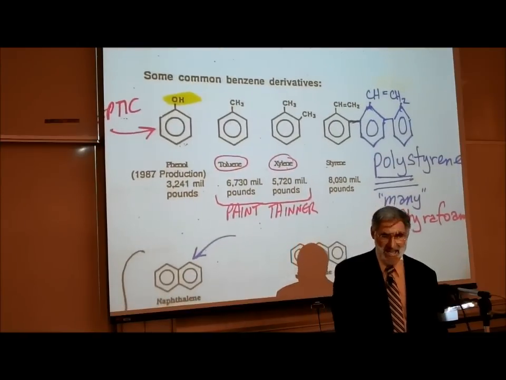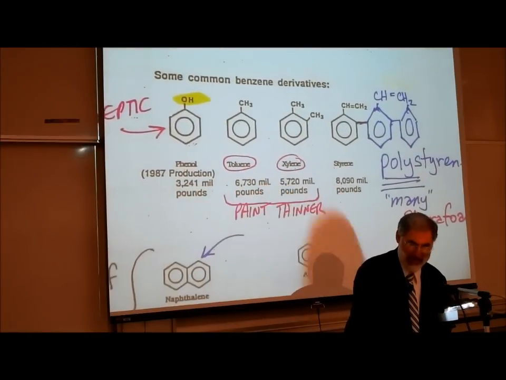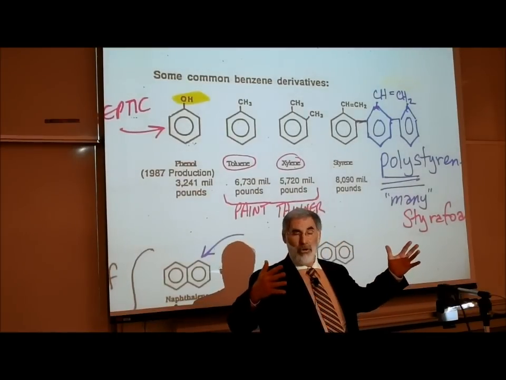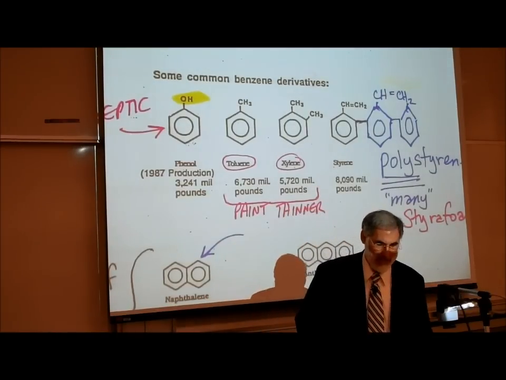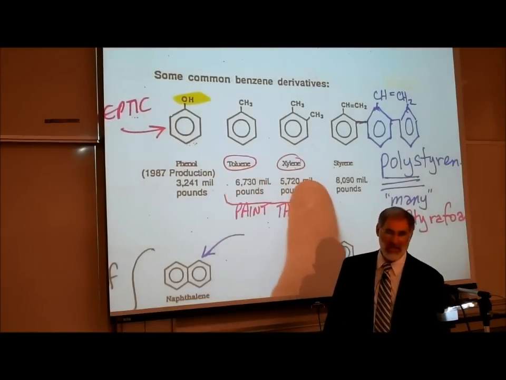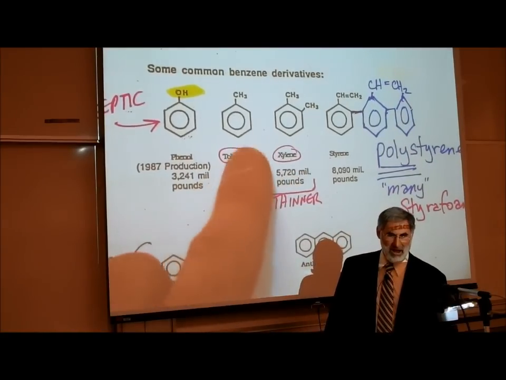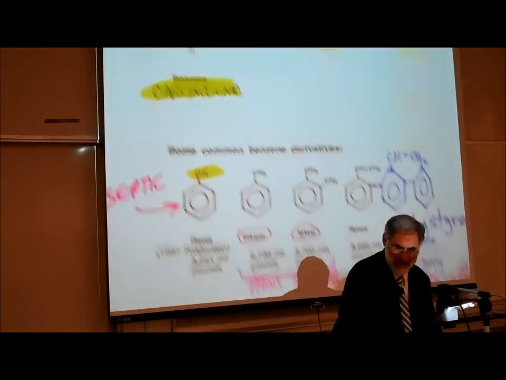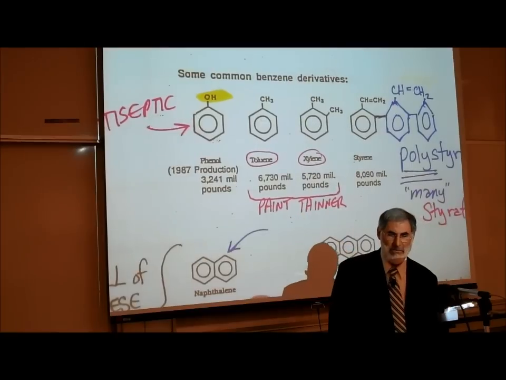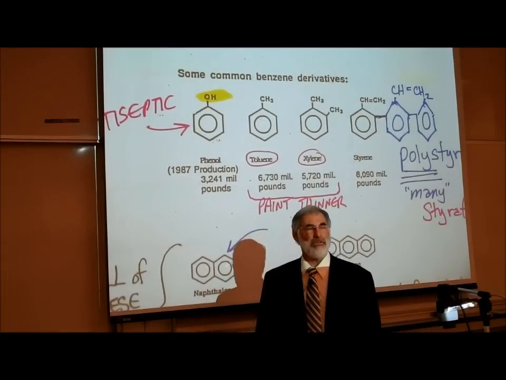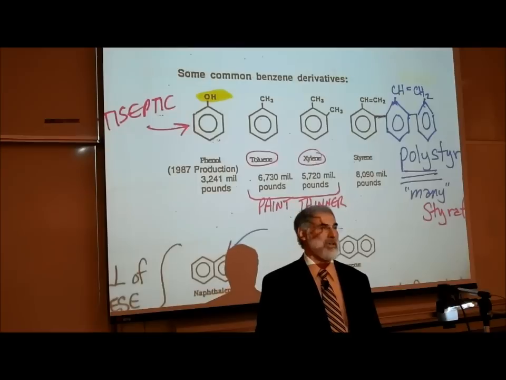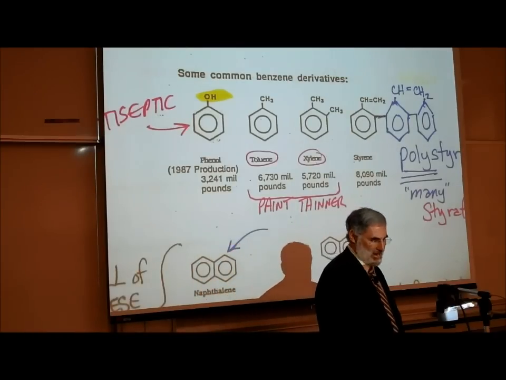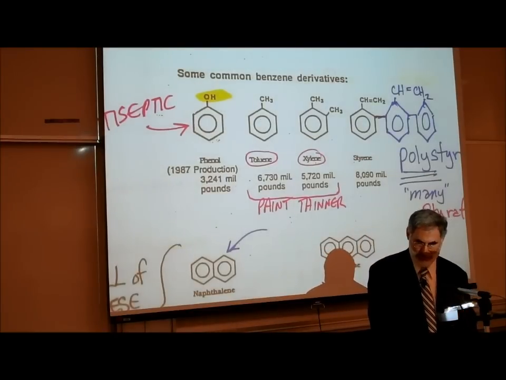Now, I'm not asking you to memorize the structure of any of these or the names. I'm just giving you some examples of what organic chemicals can look like. Toluene and xylene are similar to phenol, similar to benzene, and they are the chemicals that make up paint thinner. And of course, everybody knows if you use paint thinner or turpentine, it has a smell. These are called aromatic hydrocarbons. They typically have a smell.